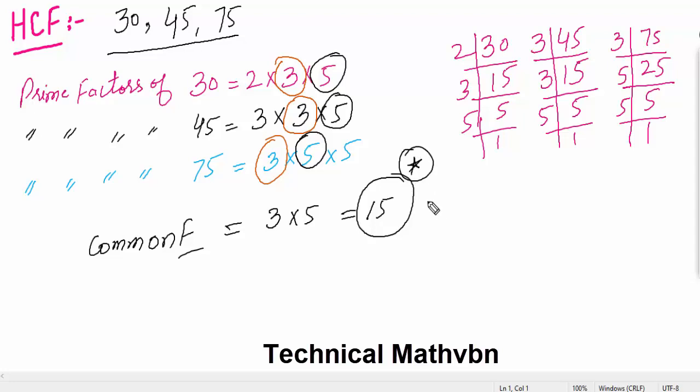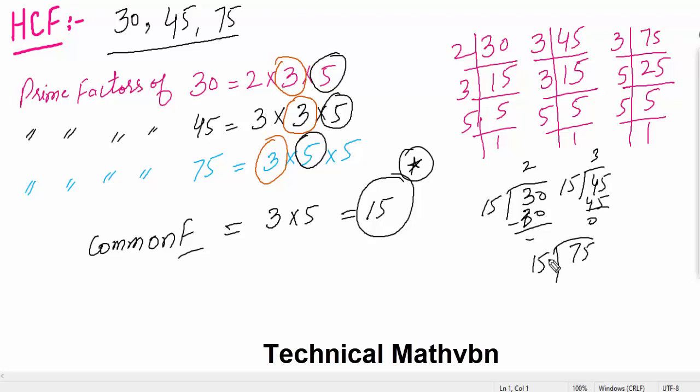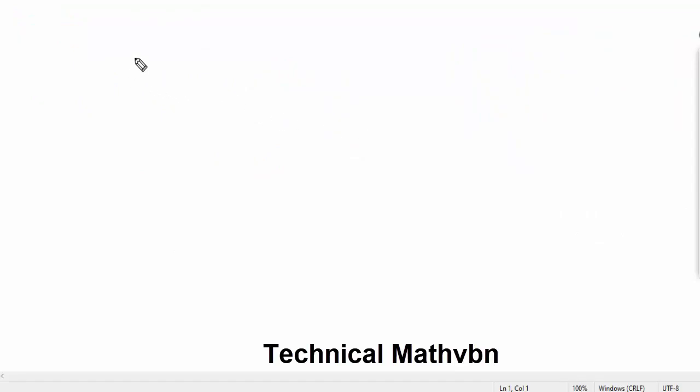This is the highest common factor that will divide all these values. If you want to check: 30, 15 twos are 30, it divides completely. 45, 15 threes are 45, remainder 0. And 75, you can see that 15 fives are 75. So 15 is the highest factor that will divide all these values. Now we have to solve this by the division method, so your concept will be clear.